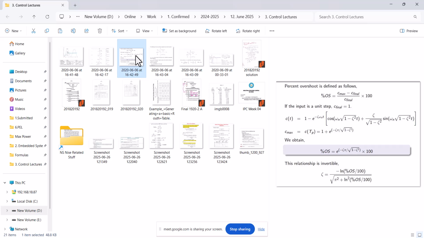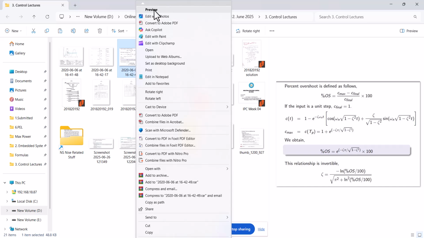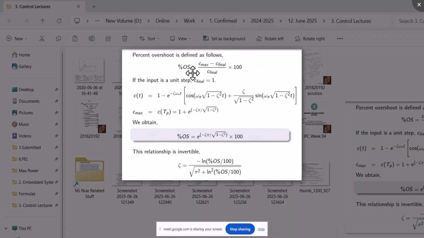The percentage overshoot is given, 10%, right? So it is e raised to the power minus zeta pi over under root 1 minus zeta square, into 100. If we want to calculate zeta, we use the inverse of that formula: minus natural log of percentage overshoot over 100, over under root pi square plus natural log square of percentage overshoot over 100.